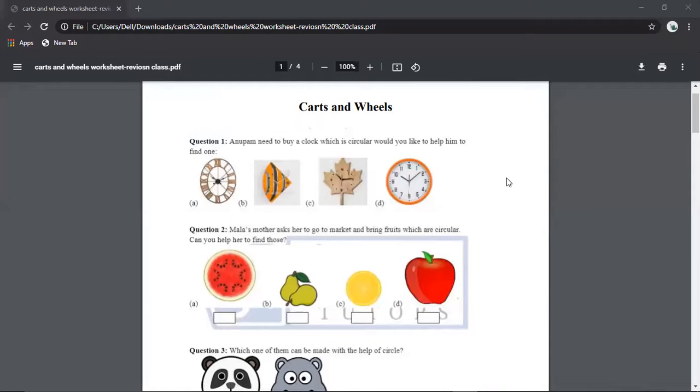C, sir. Yes. Watermelon and lemon. A and C look like a circle.